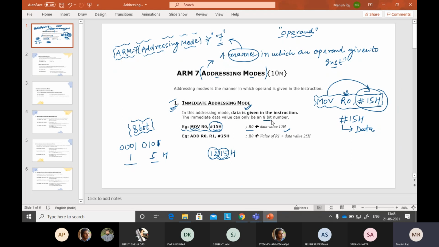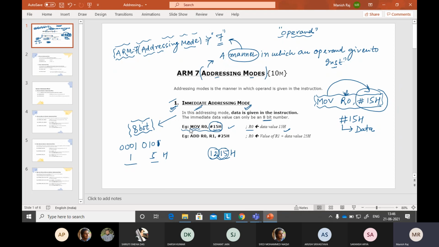So remember this part: in the immediate addressing mode, you will use only the 8 bit number. Remember this in the ARM processor. You can use in immediate addressing mode only 8 bit data.